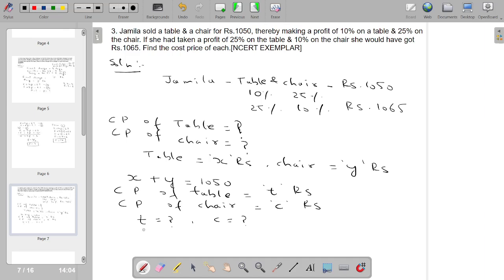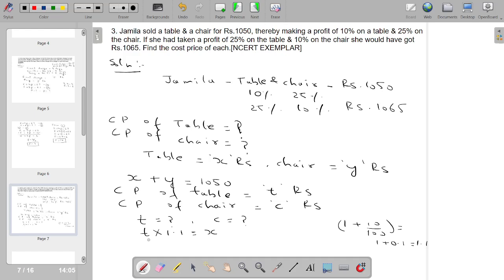Now for T, 10% profit has been made, so we will get the value X. X is the selling price and T is the cost price. 1.1 means 10% profit. How do we arrive at it? 1 plus 10 by 100, which is 0.1, is equal to 1.1. This is how we arrived at the figure 1.1.